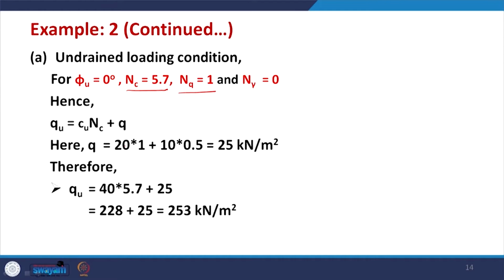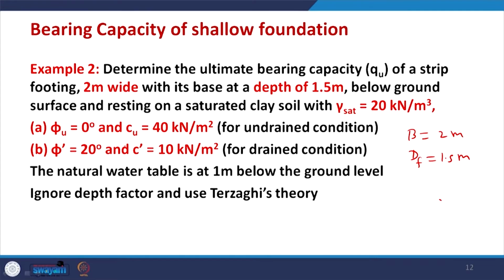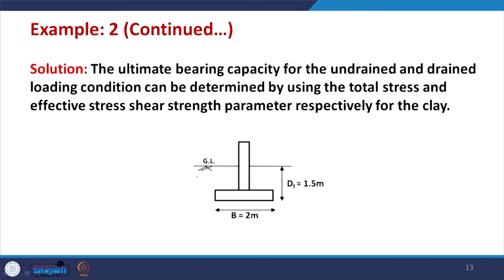Q is the surcharge, and the surcharge comes from the top, which is a total of 1.5 meter. But out of the 1.5 meter, the location of the water table is given to you. If you see in the last slide, the water table is at 1 meter below the ground level. We should not miss this. Below the ground level, the total depth is 1.5 meter.